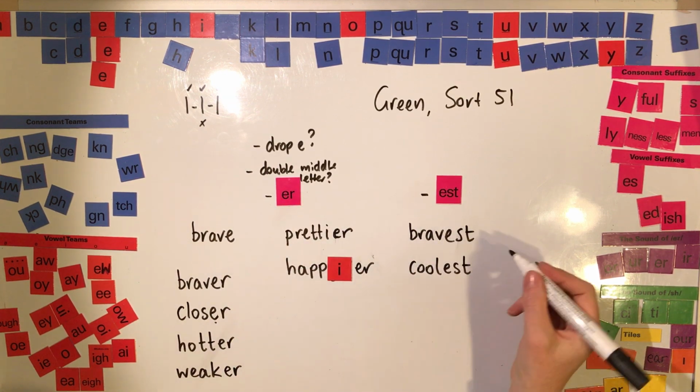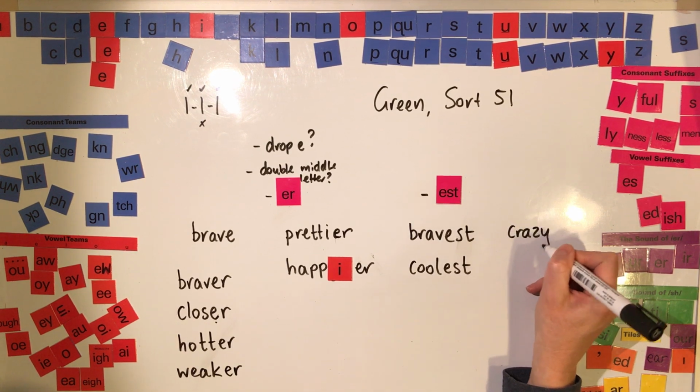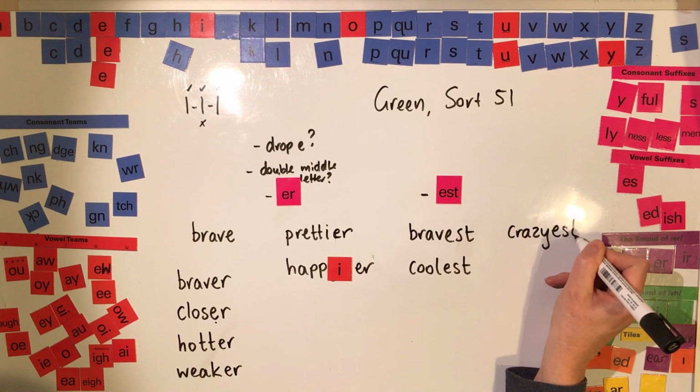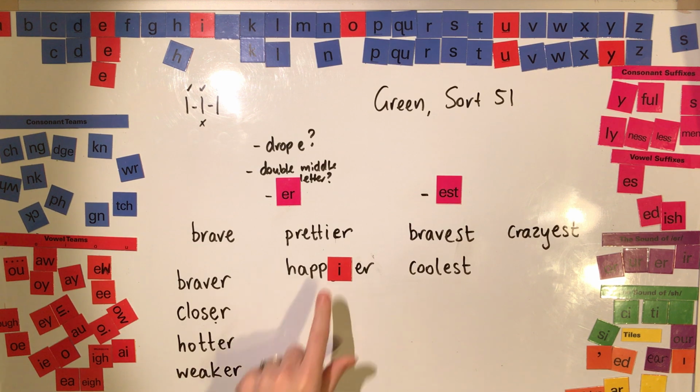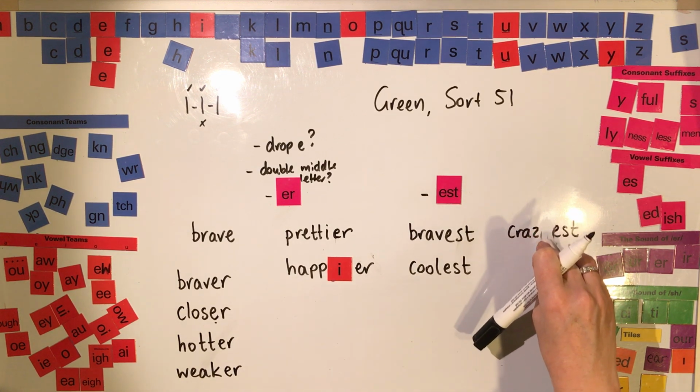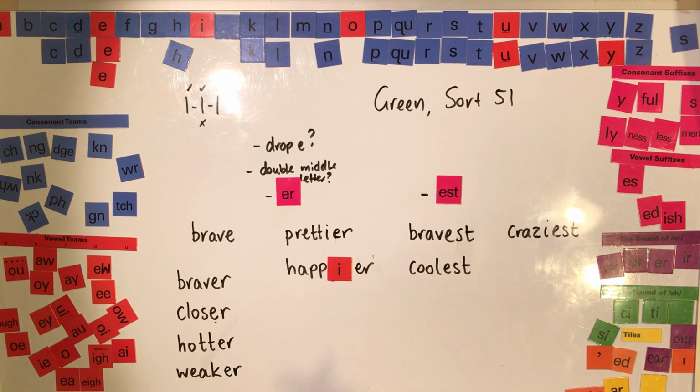So that's easy. And then we've got exactly the same rules here. We'll just do it with one word. We'll do crazy. Crazy, crazy est. What happens? You tell me. Remember how keen the I is to get back in there if it can? Can I be there? Yes, I can, because I'm no longer ending a word, so I can come back. And that's how you spell craziest.